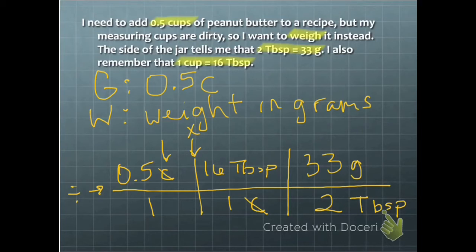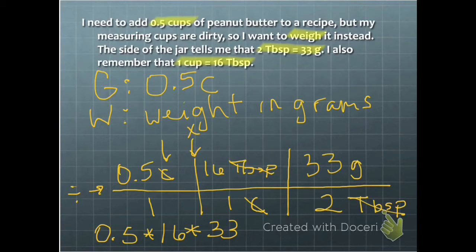So if I work this out, because I've got tablespoons on top, tablespoons on bottom, those cancel out. If I were to do all my math right now, my units would be grams, and I want my weight in grams, so I've gotten where I need to be. So now the next step is to actually do the math. So try putting it in your calculator. Everything on top is going to get multiplied together. So we're going to have 0.5 times 16 times 33, because those are all on top together.